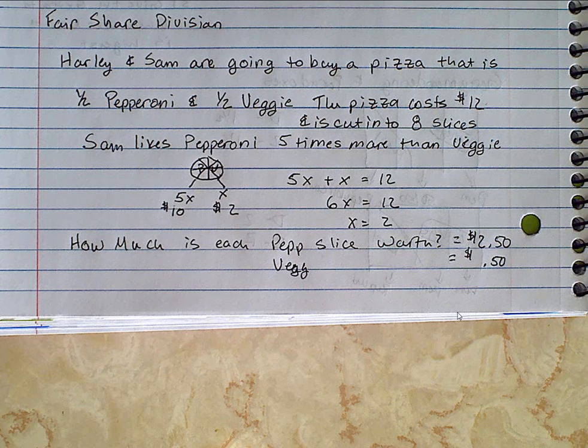This isn't real. So each pepperoni slice is worth more to Harley than it is worth to Sam, because Sam is okay with a little bit of veggie, whereas Harley can't eat the veggie at all. Does that make any sense? Yeah. Harley would pay more for the pepperoni than Sam would, because Sam is okay with a little bit of veggie, whereas Harley can't stand the veggie. So the amount that you like something influences the price. Does that at least make any sense?